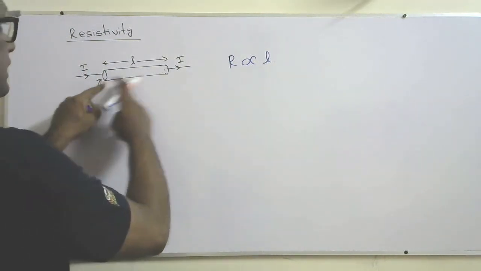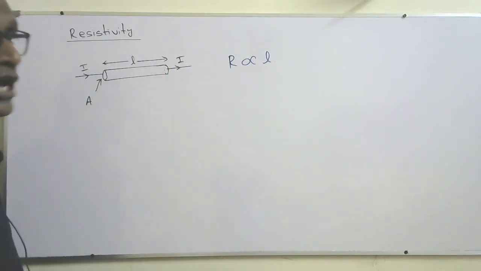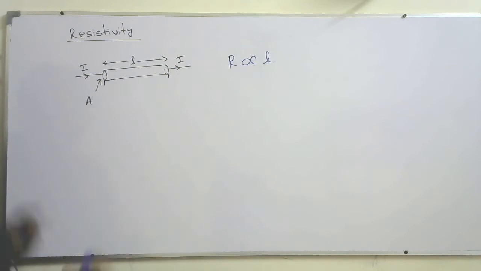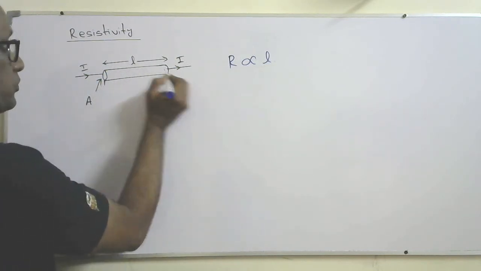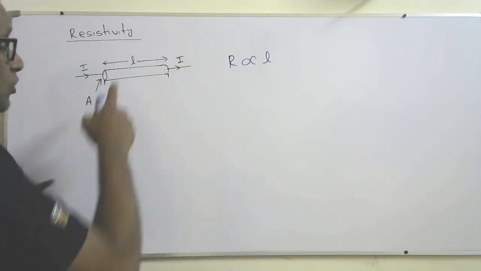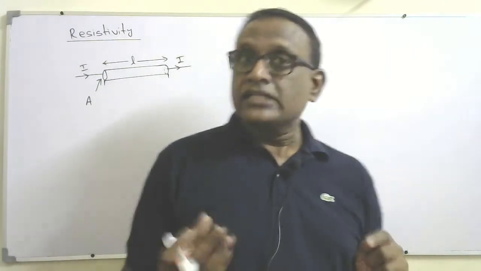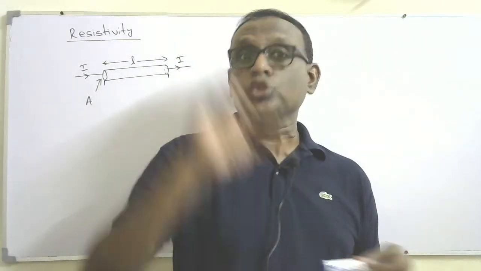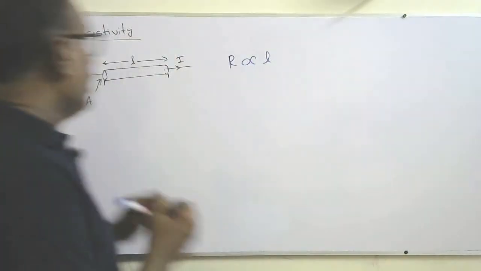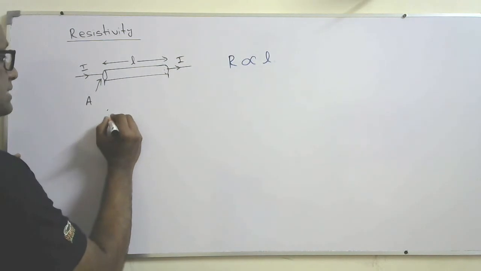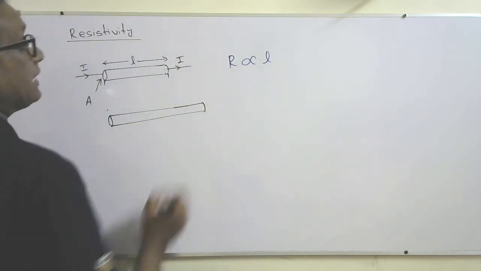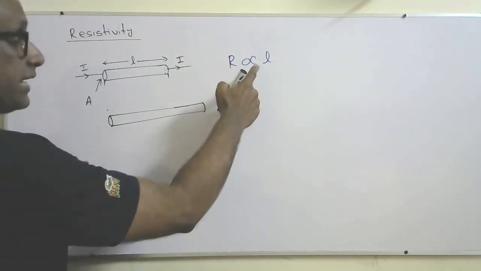Say, imagine I consider a wire of length L. So I'm considering the resistance across the starting point and the final point of the wire. The length between those two points is L. The resistance is directly proportional to L. Imagine the wire is made of copper and the cross-sectional area is A. Consider two different wires made of copper with the same area of cross-section. This is another wire with the same area of cross-section, made of the same material but a different length. The larger the length, the greater the resistance.